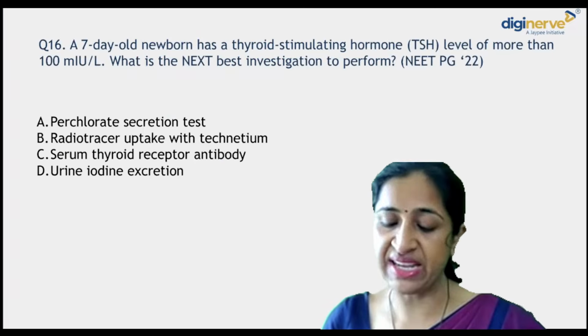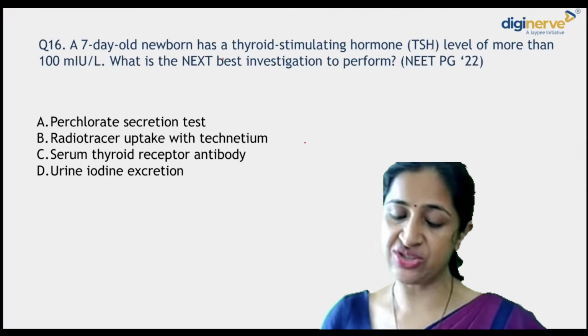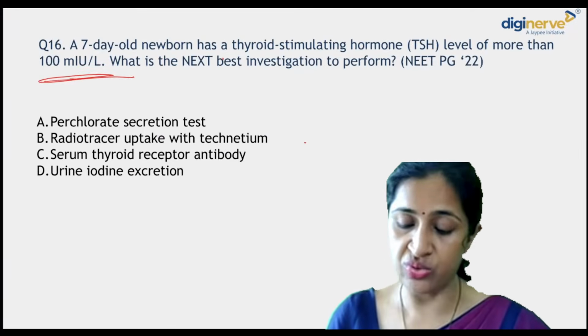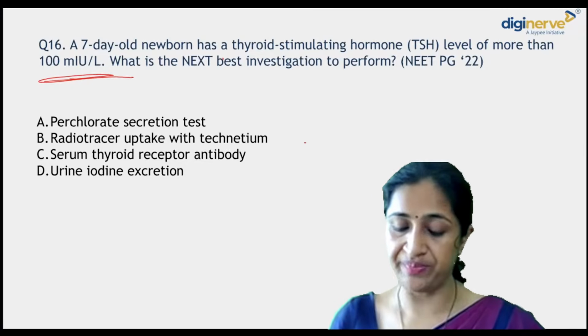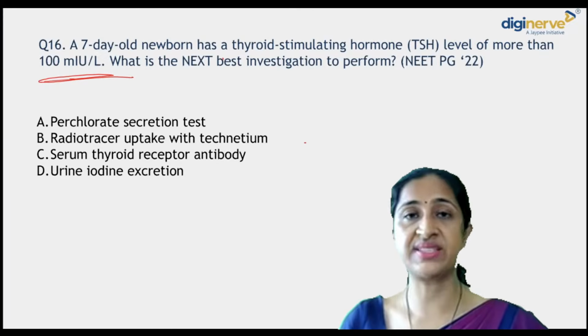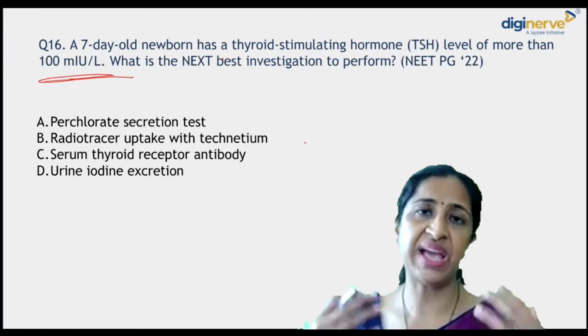Now, a 7-day-old newborn, part of other endocrine questions, TSH of more than 100 milliunits per liter. What is the next best investigation to perform? Now, you know that the TSH is high, which means there is some issue with the thyroid gland. So, you want to know what is happening to the gland because the brain seems to be okay, TSH is high. So, what you will do is the radio tracer iodine uptake with technetium.